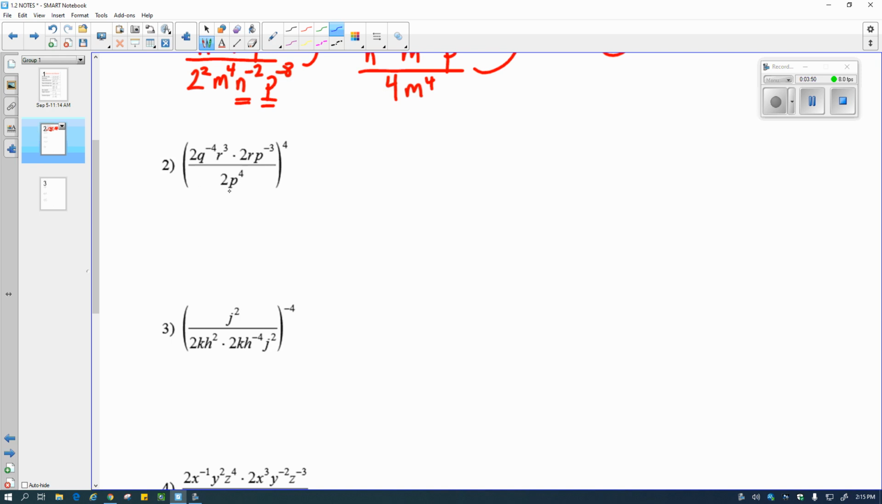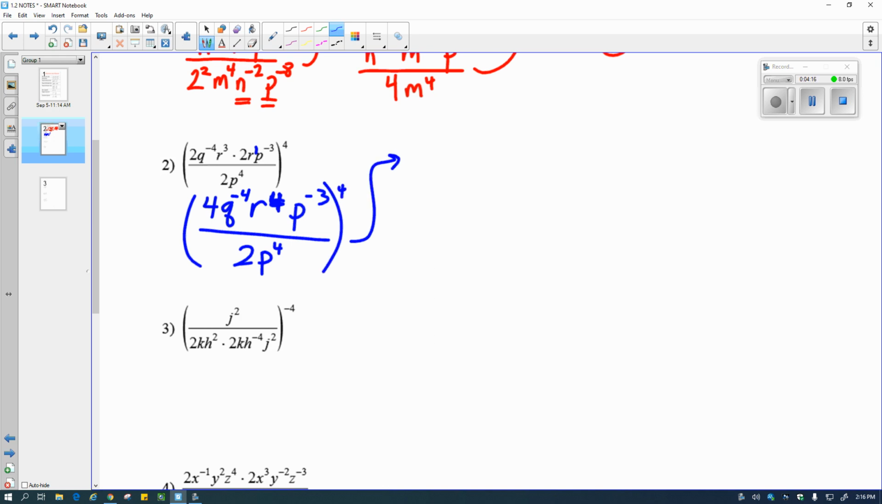So if I clean up the inside, start on the top, the 2 times the 2 is the 4, the q to the negative fourth, r, I've got r to the first and an r to the third, so that's r to the fourth, p to the negative third, and then over 2p to the fourth, and then all of that is raised to the fourth power.